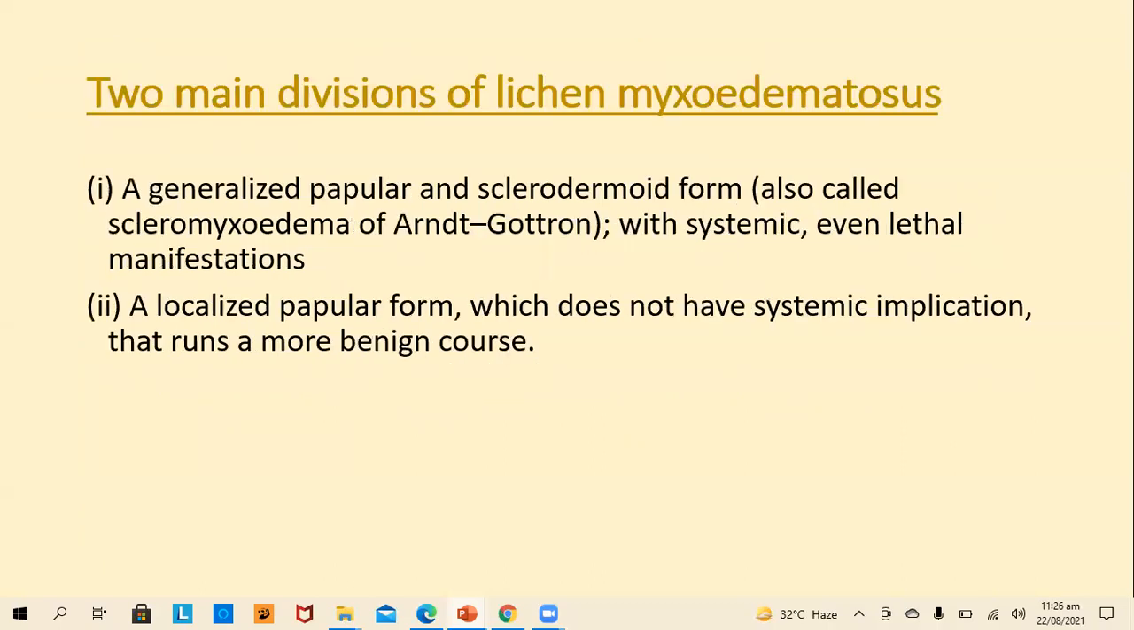There are two main divisions of lichen myxoedematosus. First is a generalized papular and sclerodermoid form that is called Scleromyxoedema of Arndt-Gottron, with systemic or even lethal manifestations. Then there is a localized papular form which does not have any systemic implications and runs a benign course.